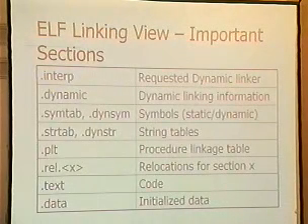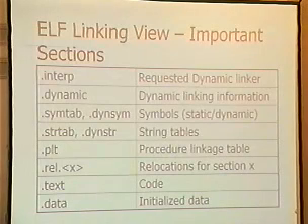But here are some important sections which will come in useful during our discussion. The .interp section contains a string representing the name of the requested dynamic linker for this executable, and we'll discuss the dynamic linker in much more detail shortly. The dynamic section contains all of the dynamic linking information for the executable, and that's used by the dynamic linker so that it can link the executable at runtime.